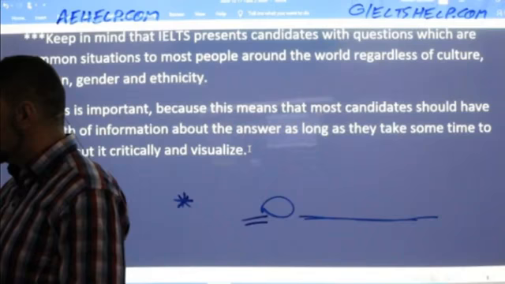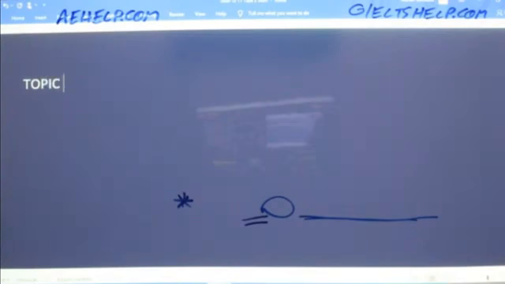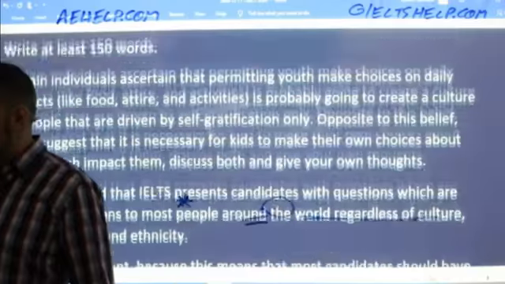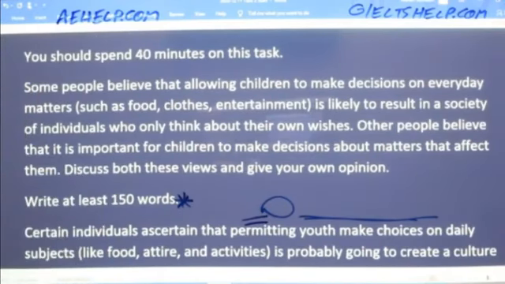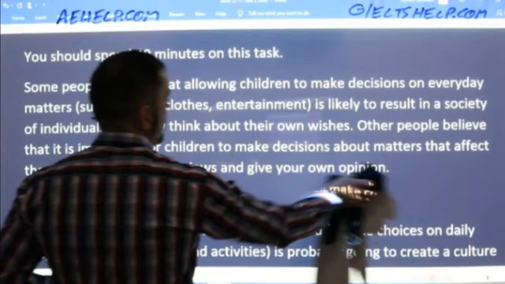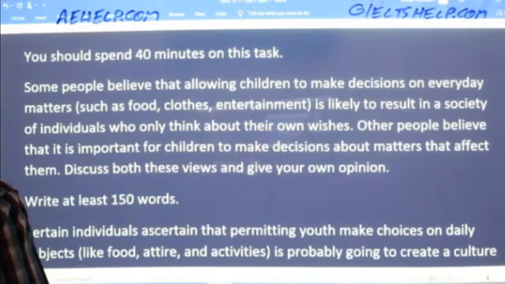All right, now here is an interesting question. Okay, so what is the topic? This is our next step in our planning stage. Okay, so the topic means what is this essay aimed to discuss? Okay, so again, read the original question, okay, and identifying the right topic, as we have often debated on, is very important for success on task 2 and for high scores.